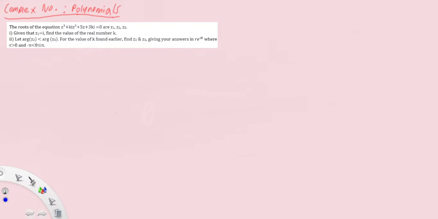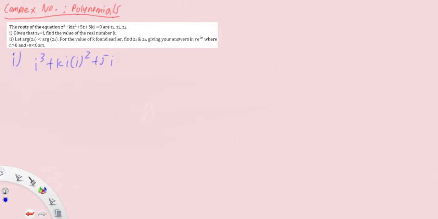Hey everyone, continuing with polynomials, we have a polynomial with imaginary coefficients. The roots of the equation z cubed plus ki z squared plus 5z plus 3ki are z1, z2, z3. Given that z1, one of the roots, is i, find the value of the real number k. I think it's quite simple, so simply substitute z equals i and solve from there.